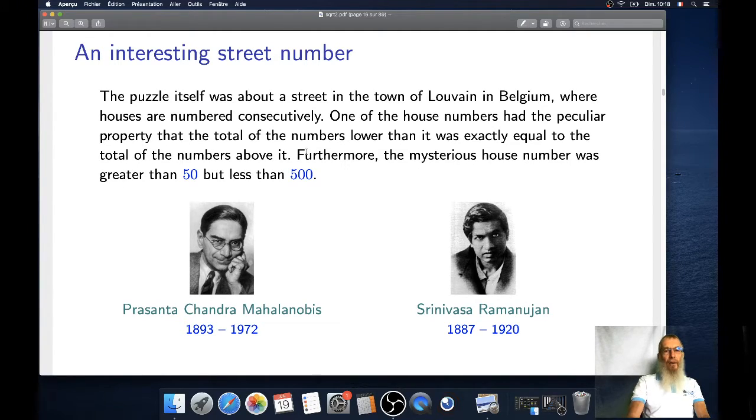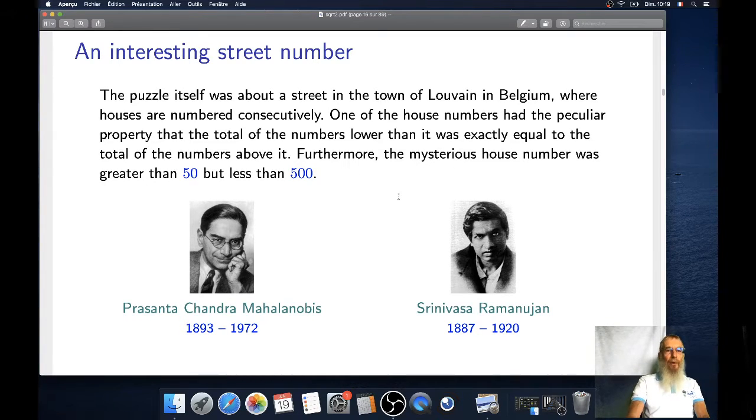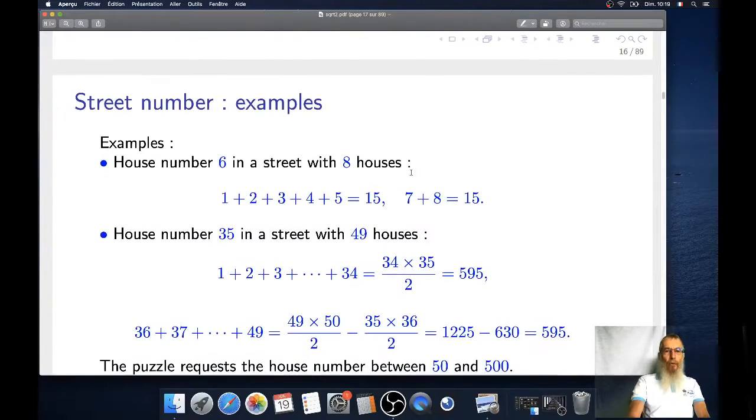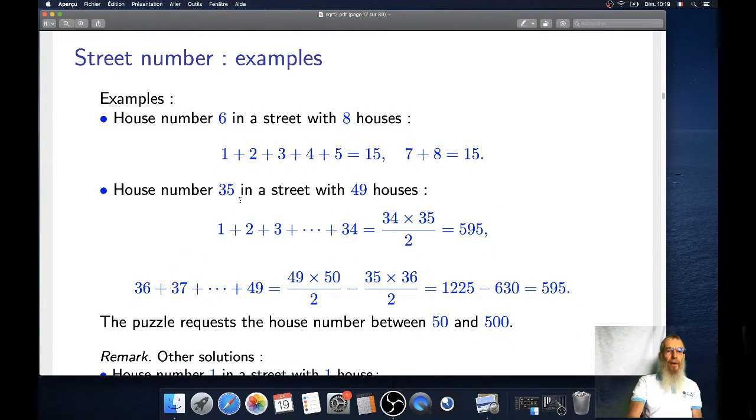Okay, let us forget the last furthermore and look at this question. We want to find the house number such that the total of numbers lower is exactly the same as the total of numbers above. So one example is to take the house number 6 in a street with 8 houses. On one side of the house, you have the houses of numbers 1, 2, 3, 4, 5, and the sum is 15. On the other side, you have the house numbers 7 and 8, and the sum is 15, so it's the same.